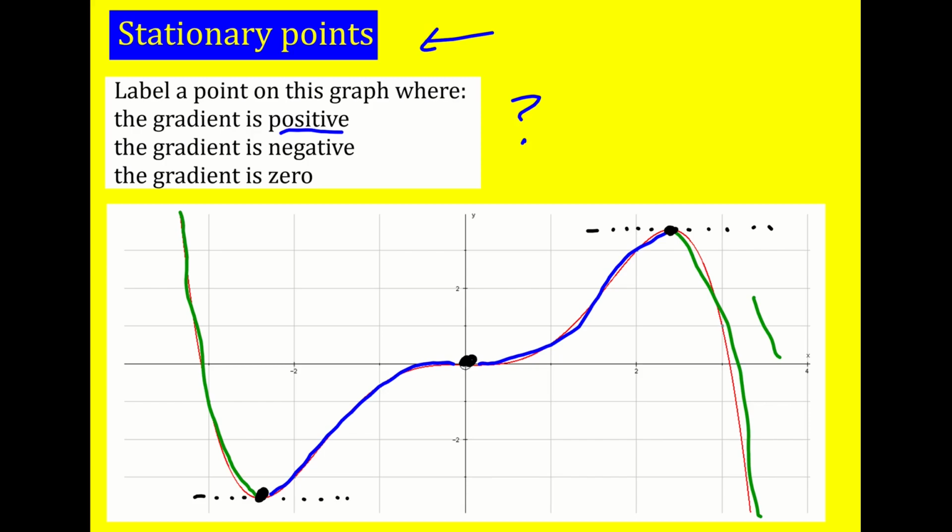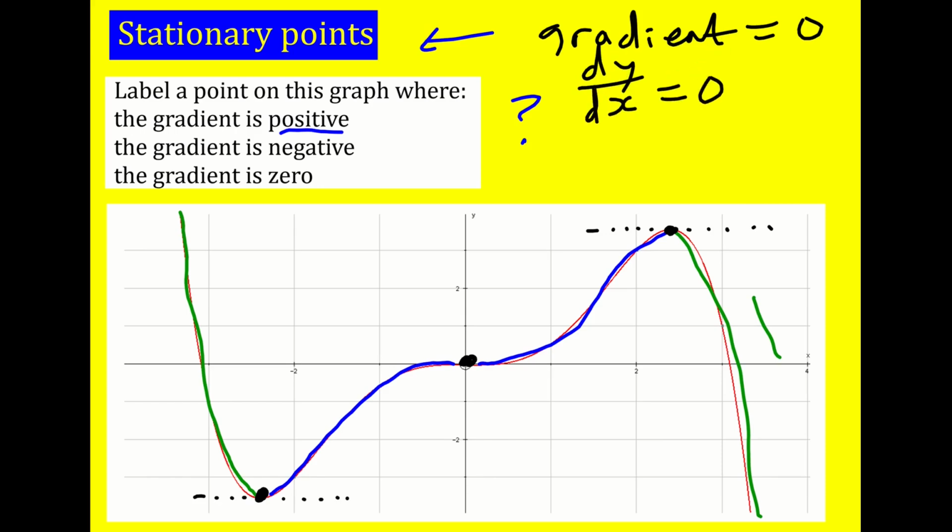So stationary points are where the gradient equals 0. Now, when I say gradient, I mean the instantaneous gradient, of course. So we mean where dy by dx equals 0. And we have another application of using the instantaneous gradient.